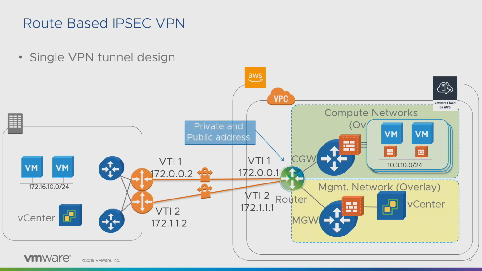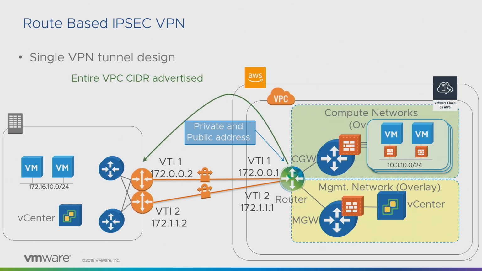And one thing to note here is we provide both a private IP address and a public IP address on this tier 0. So for example, you can use the public IP address and do route-based IPSec VPN over internet. Or you could use the private IP address and do route-based IPSec over Direct Connect. There's reasons you may want to do that. I'll talk about that in a minute.